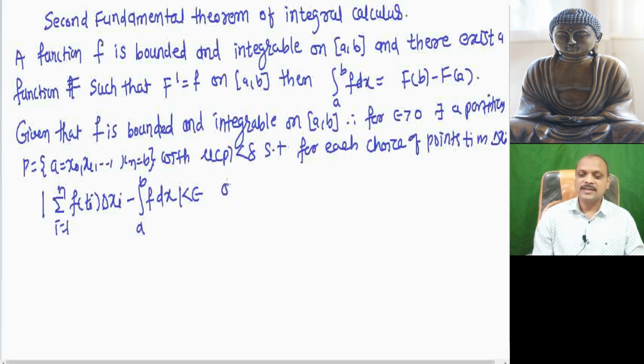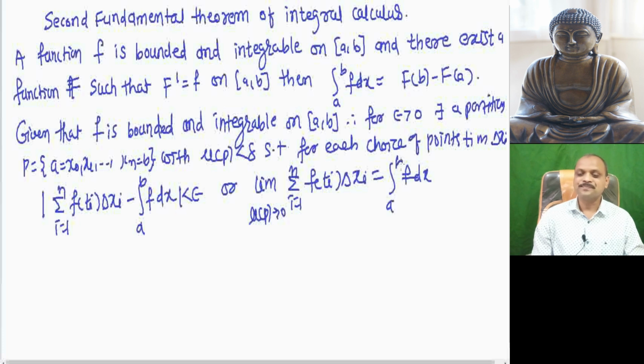We can write it as the limit of this summation of f of ti into delta xi, i equal to 1 to n, where mu of P tends to 0, is equal to the integration of f dx between the limits a to b. What are the points ti? This depends on our choice.